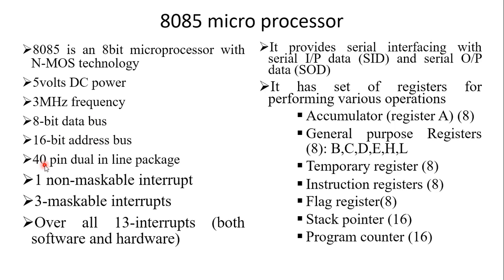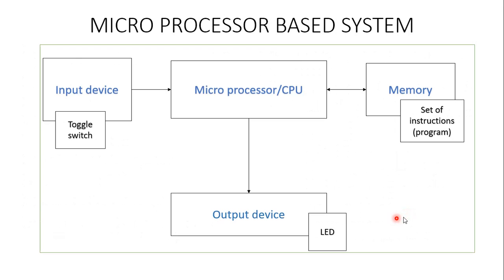It is available in a 40-pin dual in-line package, with 1 non-maskable interrupt and 3 maskable interrupts. Overall, it has 13 interrupts. It provides serial interfacing. It has a set of registers for performing various operations: accumulator, also called register A, general purpose registers B, C, D, E, H, L, temporary register, instruction register, flag register, stack pointer, and program counter. The number 8 represents an 8-bit register. The number 16 represents a 16-bit register.